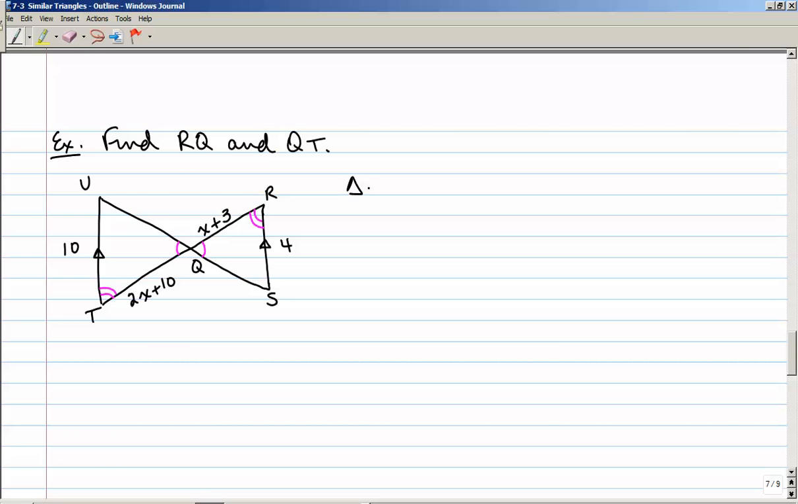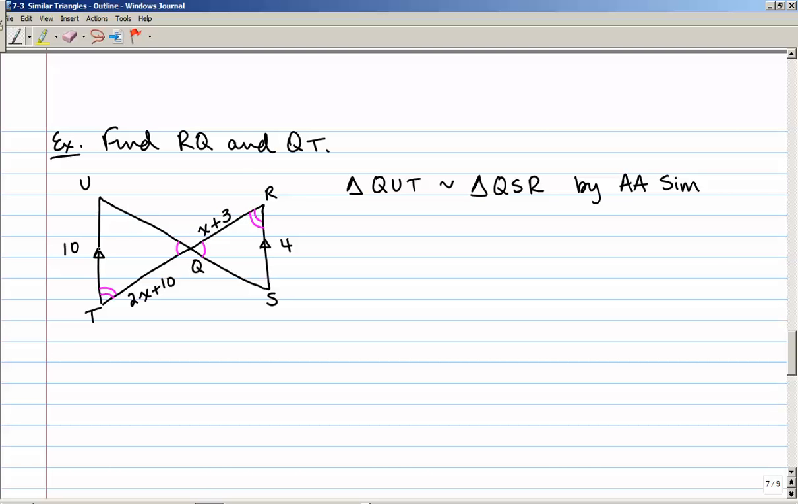Let's just go ahead and write that. So triangle QUT is similar to triangle QSR by the AA similarity. Okay. Now actually writing out this similarity statement will help me to set up the proportion with my other sides.